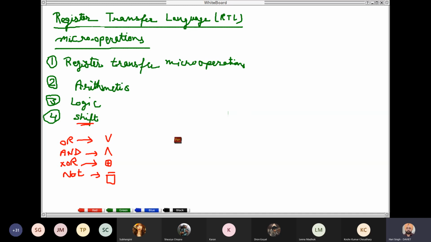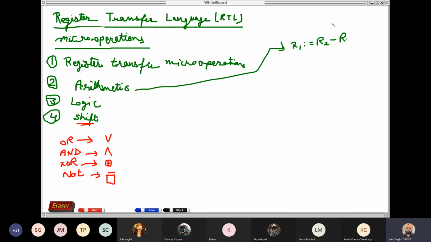One thing I would like to add here: in arithmetic operation, one operation is subtract operation. So we can represent it as R1 is equal to R2 minus R3. This is one representation. Another, we will also write its second version, R1 is equal to. We will complete it after discussing the logical operations.